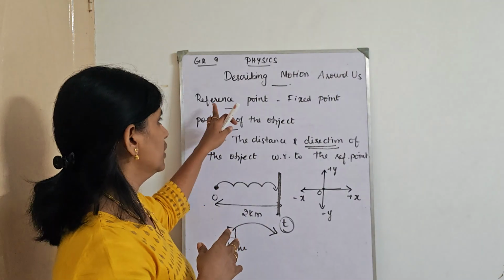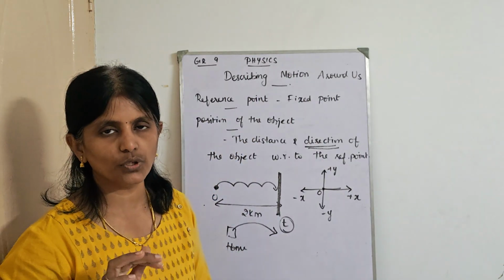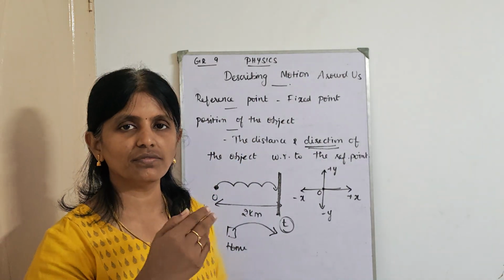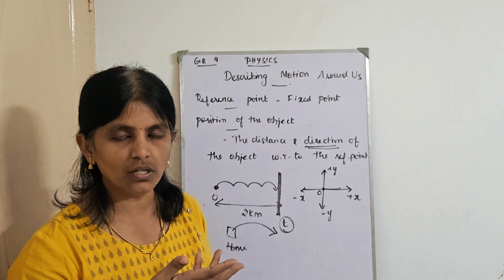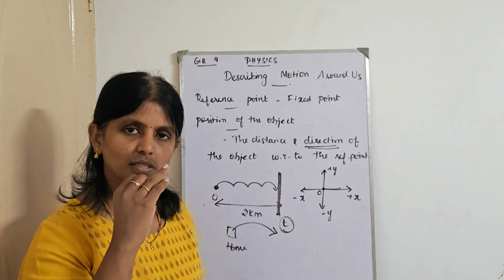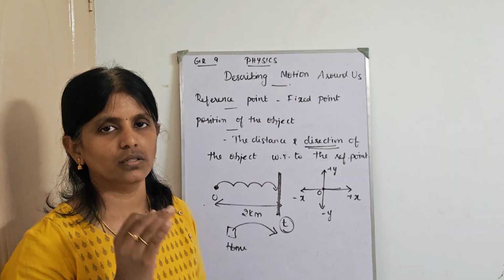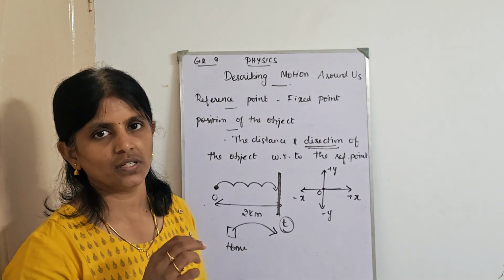That gives you your reference point, and the position of the object is nothing but after a period of time where I am, in which direction, how much is the distance I covered. Based on the distance and based on the direction where you are, after the time interval t, that is your position of the object.